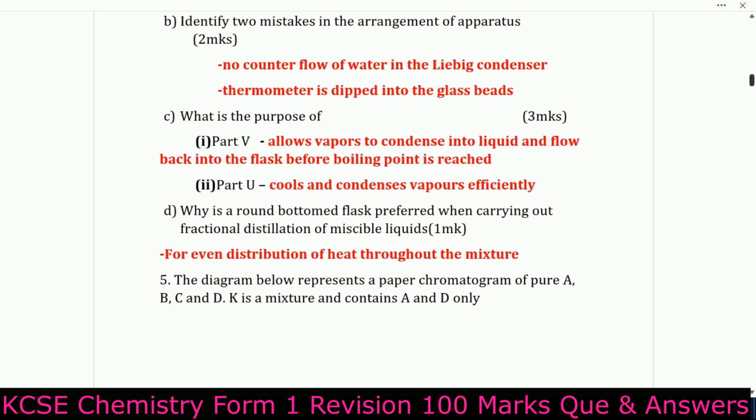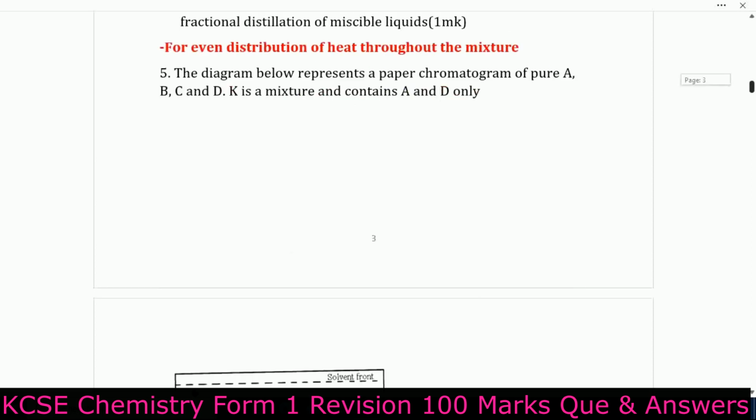D, why is a round bottomed flask preferred when carrying out fractional distillation of miscible liquids? For even distribution of heat throughout the mixture. That's why they require a round bottomed flask.